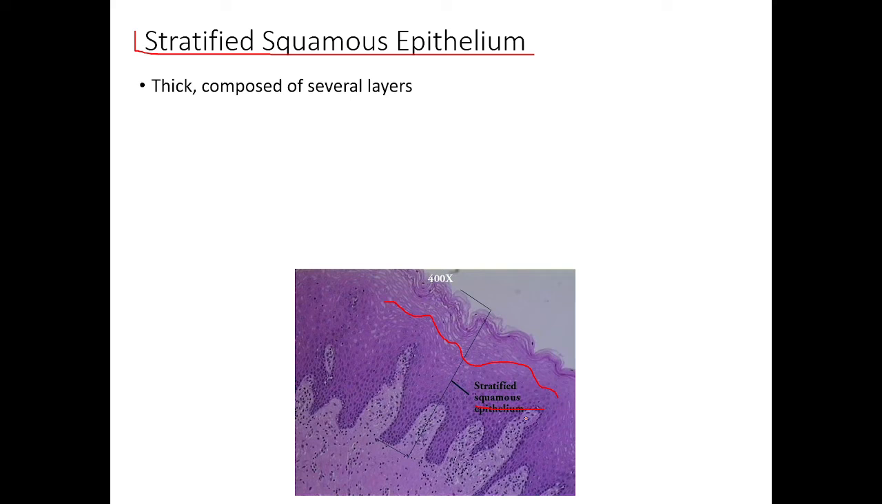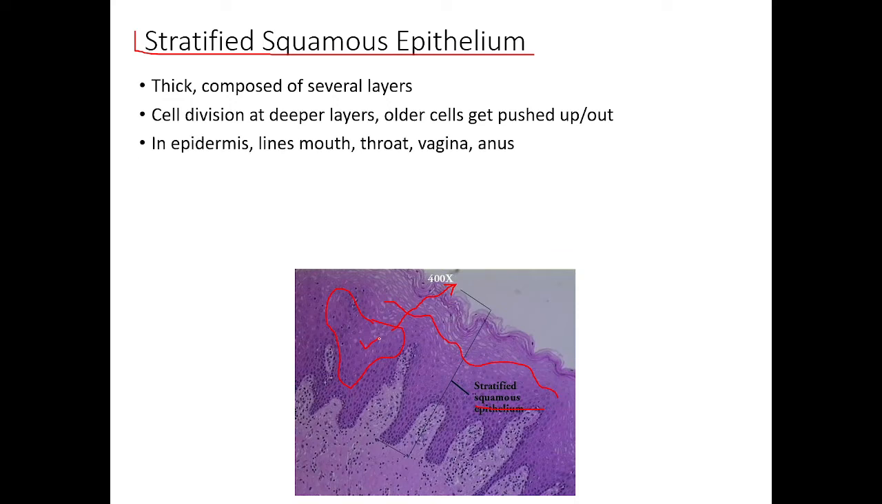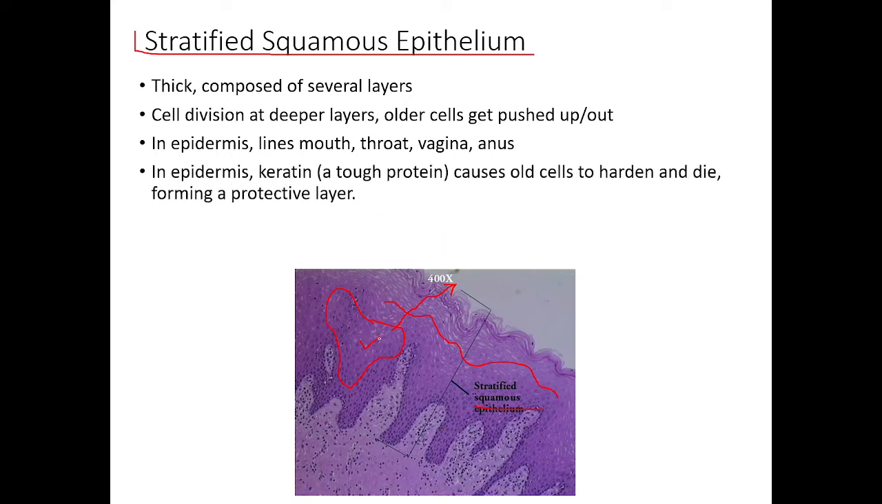They are thick, composed of several layers. The cell division occurs at the deeper layer. The older cells get pushed out, just after their death, they are pushed out of the organ. Okay. So this is the squamous epithelium layer. They are actually present in the epidermis of the cells. They are actually present in the mouth, throat, vagina, and anus.